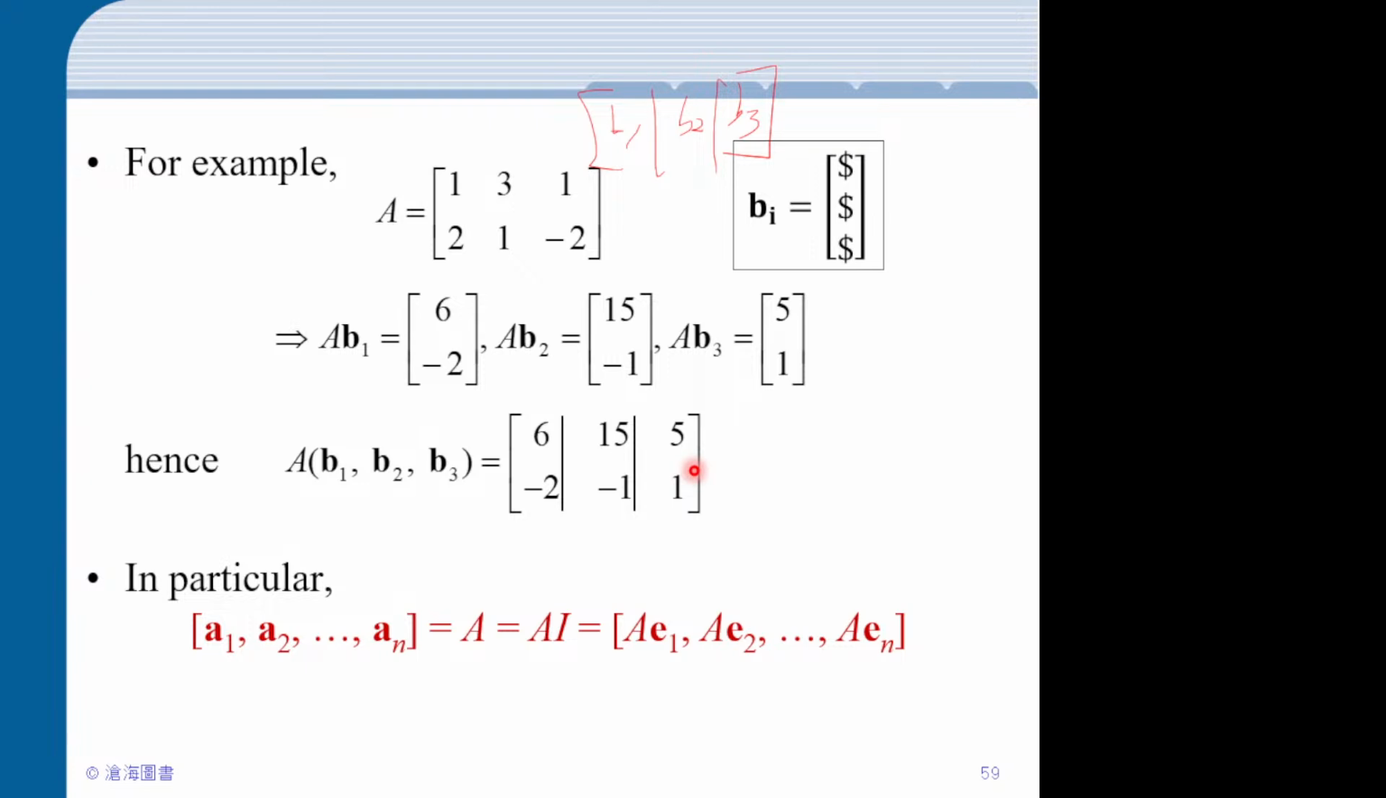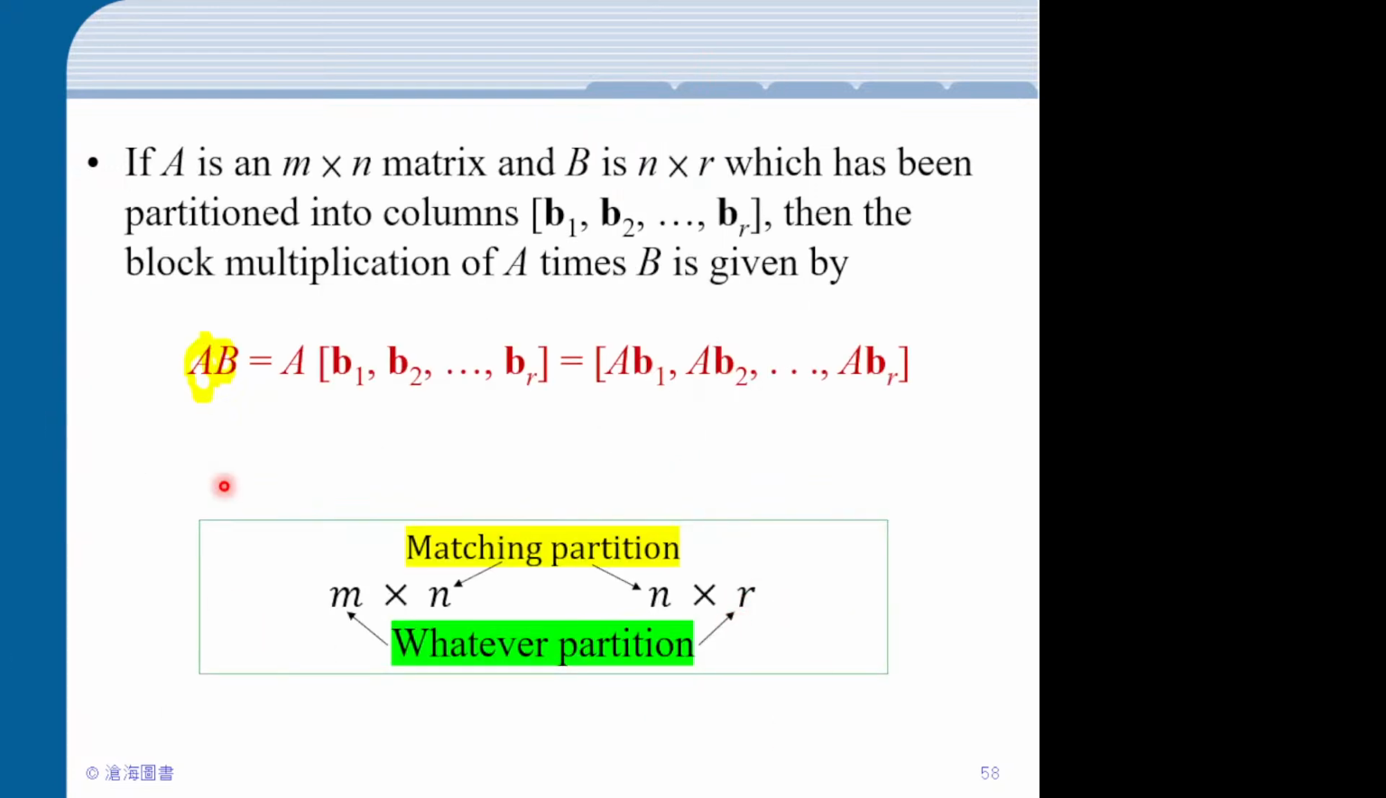And more generally, okay, I should draw a picture to match this. So this picture here actually says what we want to say about this section. We are multiplying an m by n matrix with an n by r matrix, where maybe r is really large. So m by n, and n by r.